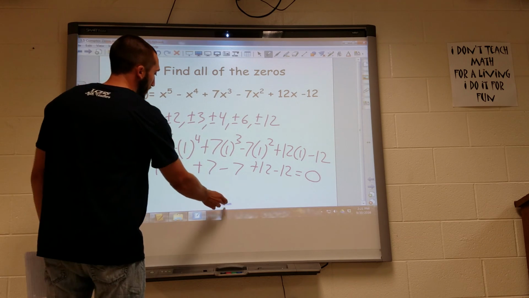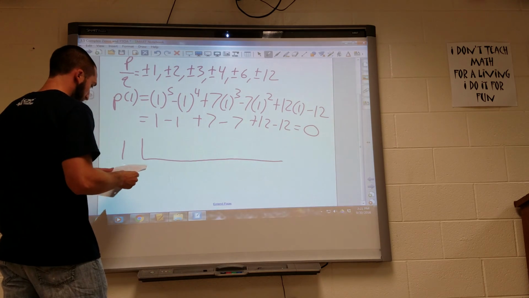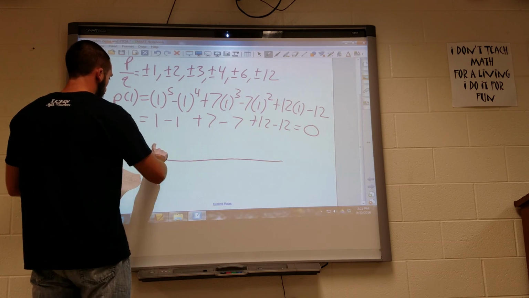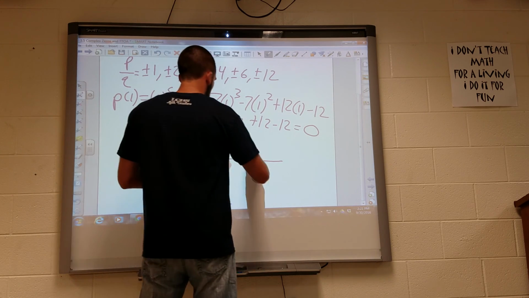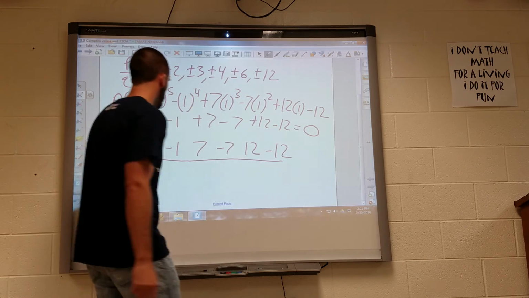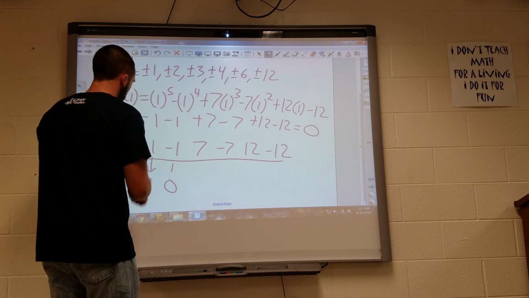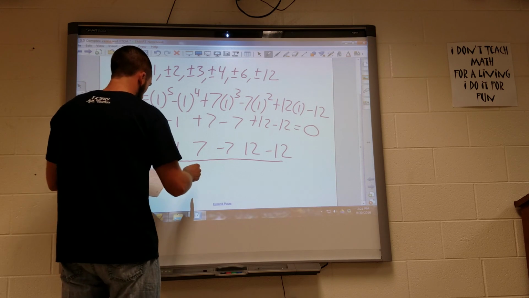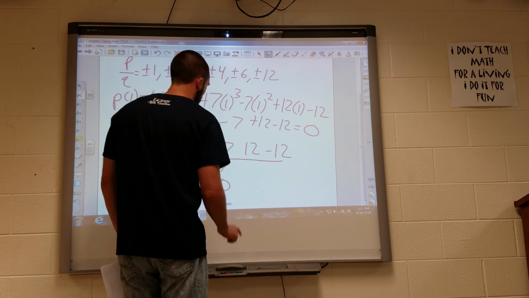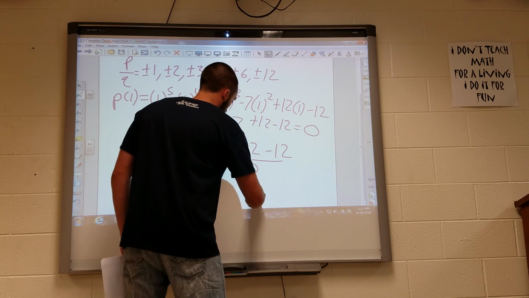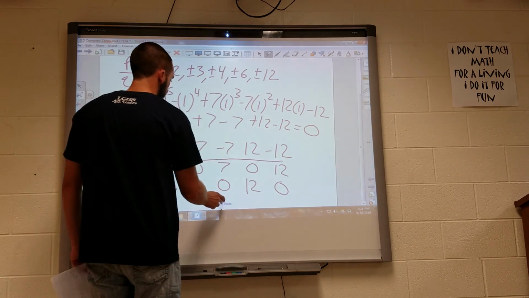So let's go through and synthetically divide it. Our coefficients were 1, negative 1, 7, negative 7, 12, negative 12. So I carry my 1 down. 1, 0. 1 times 0 is 0. Carry the 7 down. 1 times 7 is 7, 0. 1 times 0 is 0. Carry the 12 down. 1 times 12, 12, 0.